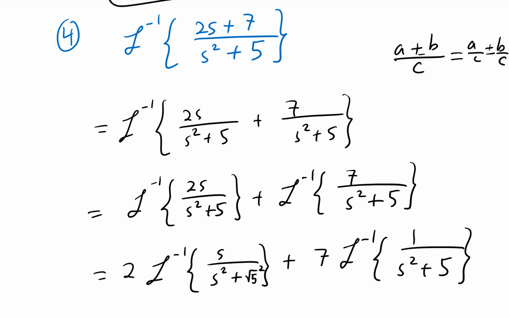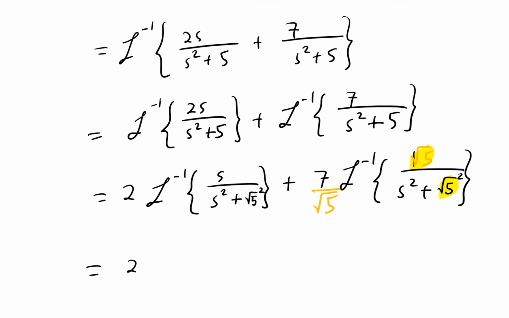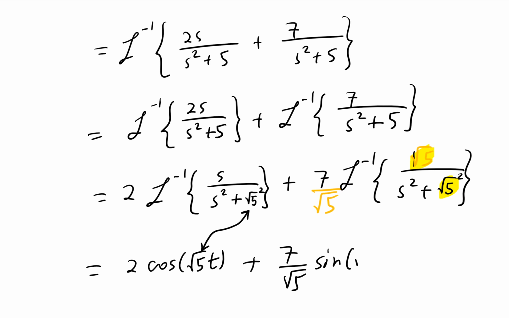The other one doesn't have s on the top, so that reminds me of sine. So that's square root of 5 squared. And then on the top, you must have a square root of 5 to match. To match the one down there. So this one and this, they have to match. Let's see now. It's ready. So this is 2 cosine of square root of 5 t, plus 7 over square root of 5 sine of square root of 5 t. And that would be the answer.